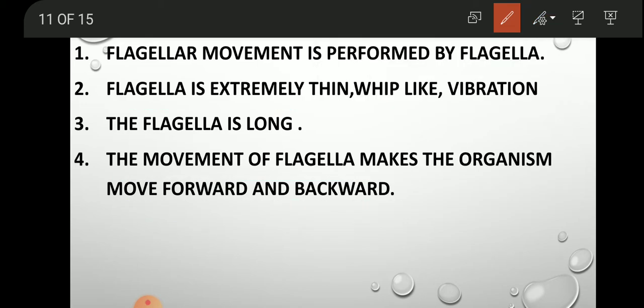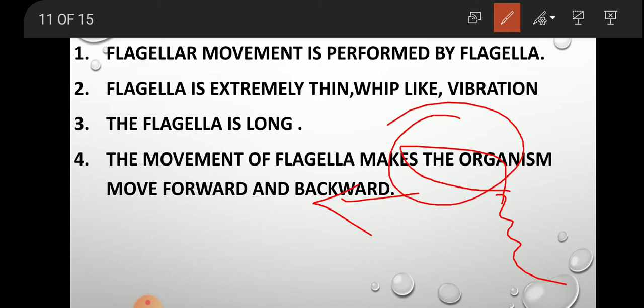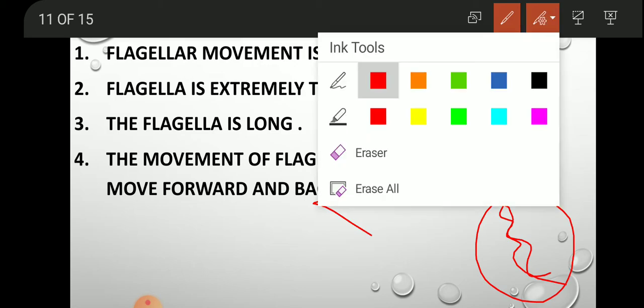Yes, that's for sure. If the flagellum moves, then only the organism moves forward. Assume this as an organism and this as a flagellum. If this moves, then the organism will move forward. Is it not? Okay.